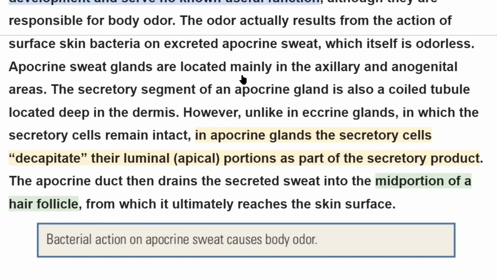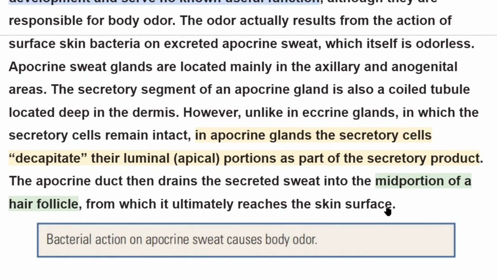Apocrine sweat glands are located mainly in the axillary and anogenital areas. The secretory segment of an apocrine gland is also a coiled tubule located deep in the dermis. However, unlike in eccrine glands, in which the secretory cells remain intact, in apocrine glands the secretory cells decapitate their luminal or apical portions as part of the secretory product. The apocrine duct then drains the secreted sweat into the mid portion of a hair follicle, from which it ultimately reaches the skin surface.